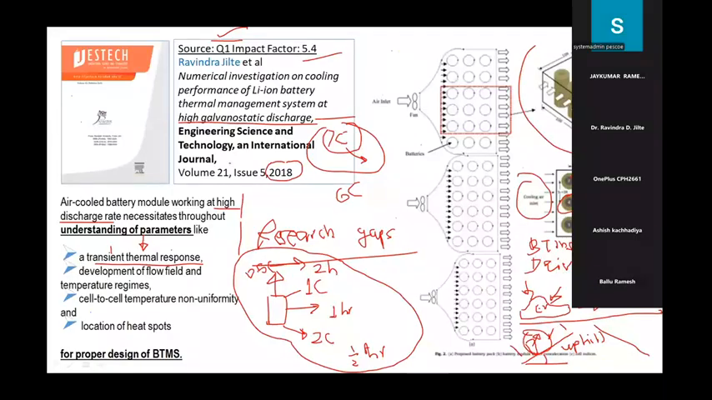That is what we wanted to study. We wanted to understand the temperature regimes, flow fields, cell to cell temperature non-uniformity, and the location of the hotspots for the proper design of the BTMS, that is, battery thermal management systems.